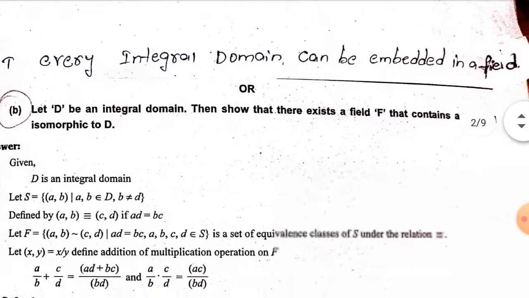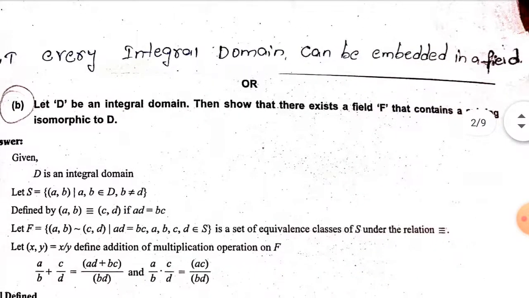Next theorem. This theorem is very important: every integral domain can be embedded in a field. They may ask you in another way also. That is, let D be an integral domain, then show that there exists a field F that contains a subring isomorphic to D.